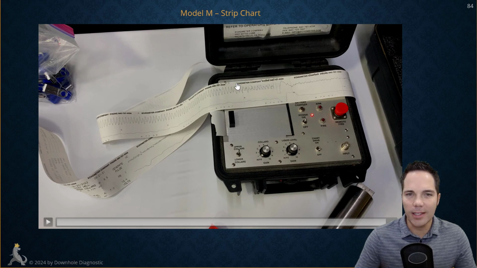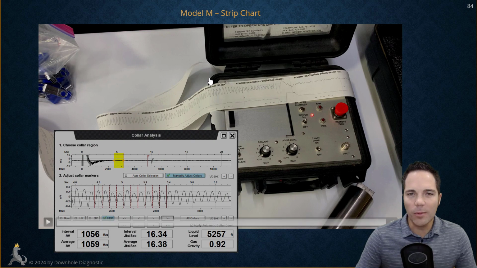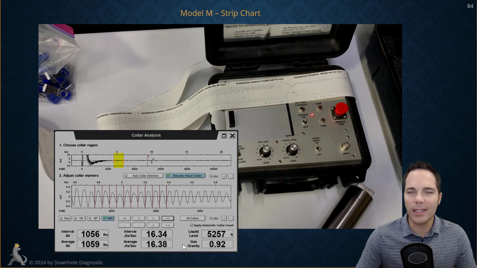Another downside to this is that you can't do any post-processing. You can't apply filters on it after you take the shot. You can't zoom in and out like we can do in our software. But it's important to understand the principles of this, because when you were doing it manually, there were things you were doing with that 11-point divider to count collars that you had to do to calculate the fluid level. Now the software basically does that for you, and most people don't even know what's going on.